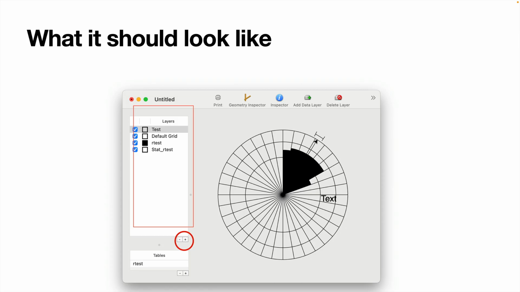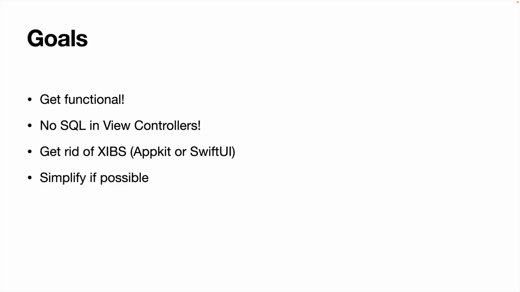What do we need to do? Well, we want to get it functional. That's our priority, because if this is not functional, we can't use the app at all. And that's kind of our major goal: get the app functional enough that you can download it and use it. Our second goal is to get rid of SQL calls from the view controllers.